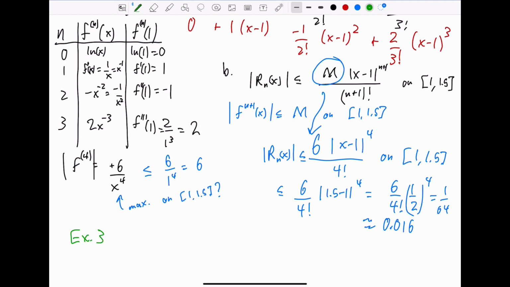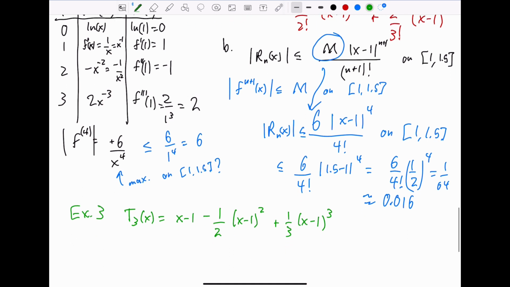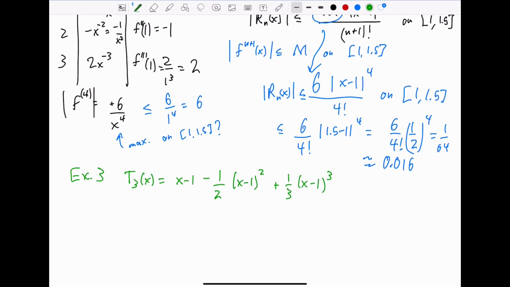Our Taylor polynomial that we just found, T sub 3 of x, I'll write a bit simplified. It's x minus 1 minus 1 over 2 factorial, which is just 1/2, times x minus 1 squared, plus 2 over 3 factorial, that simplifies to 1/3, times x minus 1 cubed. There's our degree 3 Taylor polynomial. We're going to use this to approximate natural log of 1.5. So this polynomial is approximately equal to natural log of x for x values close to 1. So natural log of 1.5 is approximately equal to this third degree Taylor polynomial at 1.5.